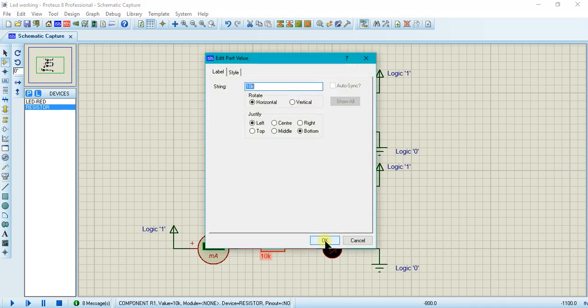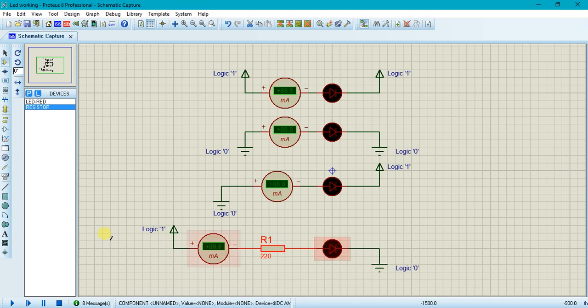So I change the value of the resistor to 220 ohms, and I now play it again. Now you can see that the current is plus 12.6 milliamperes. This is a nominal current which will not damage the LED, because if the current crosses a particular limit, it is going to damage the LED.